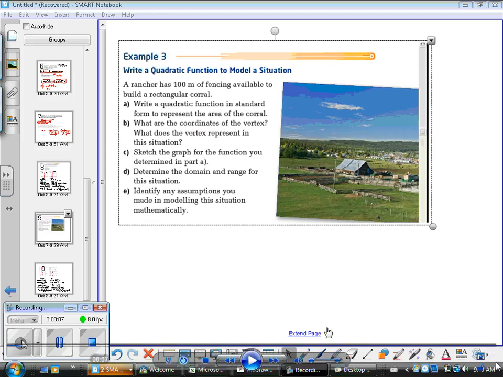Okay, here's example 3. Write a quadratic function to model a situation. A rancher has 100 meters of fencing available to build a rectangular corral. Write a quadratic function in standard form to represent the area of the corral.